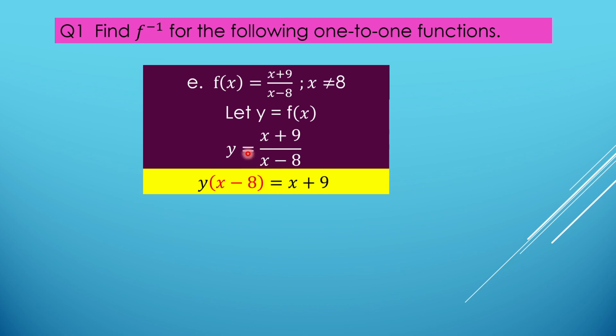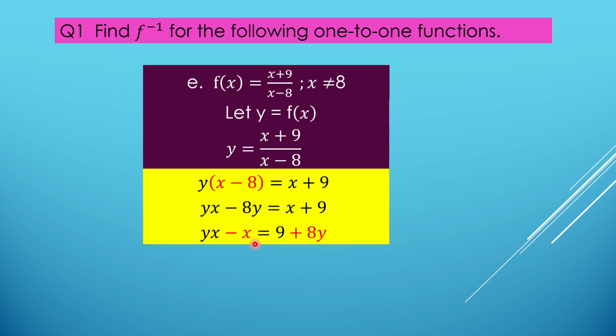You can cross multiply. Therefore, x minus 8 is being multiplied with y. Expand this and you have yx minus 8y equals x plus 9. Again you have two terms with x. Therefore, gather all the x terms to one side and those without x go to the other side. So negative 8y moves to the right hand side, it becomes positive 8y, and x from the right hand side moves to the left hand side, it becomes negative x.